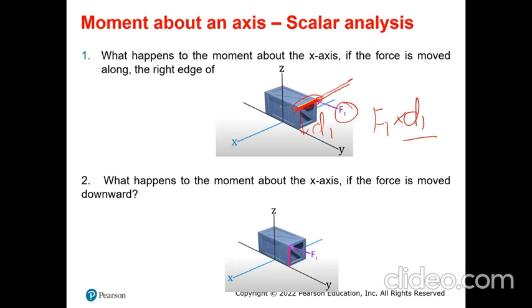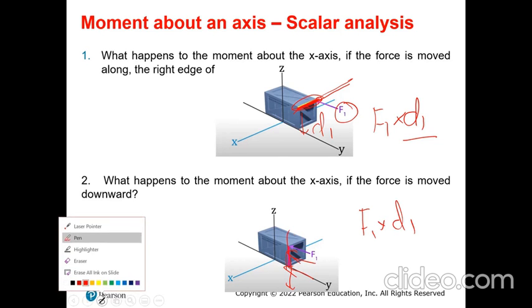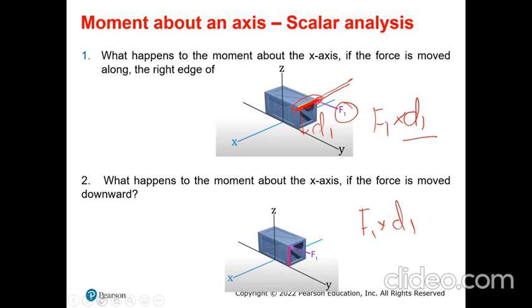Let's see what happens to the moment about the axis if the force is moved downward. Just think about it. If I move the force downwards here, what happens to the moment? We know that the moment is going to be F1 times d1, where d1 is the perpendicular distance. If I move this downward, my perpendicular distance is going to shrink. For example, if I'm at the top, let's say it's d1. If I'm at the bottom, it's d2. You can see d2 is going to be less than d1, because d2 is going to be 0. So the moment, if I replace it with F1 times d2, is going to be 0.